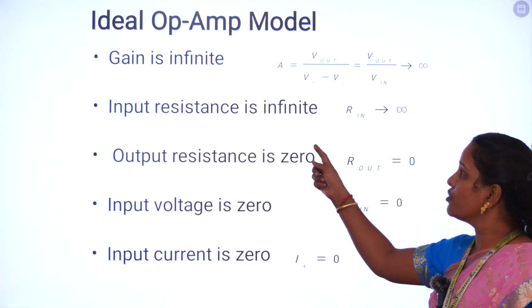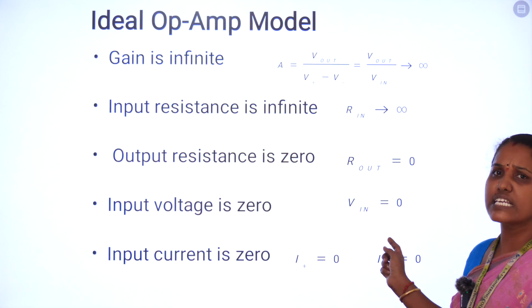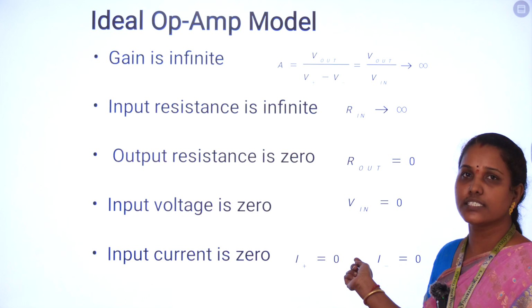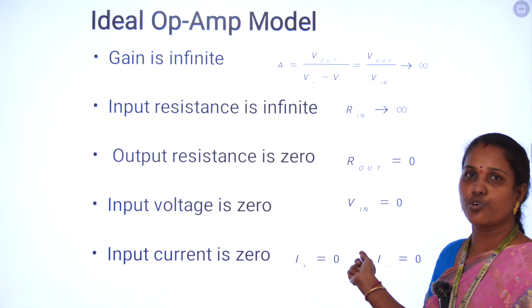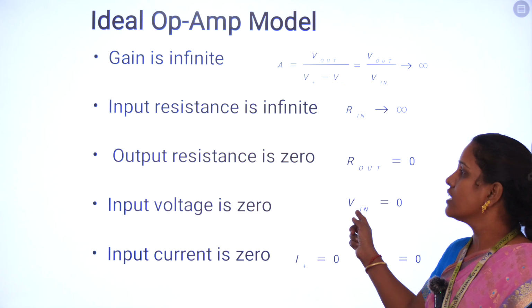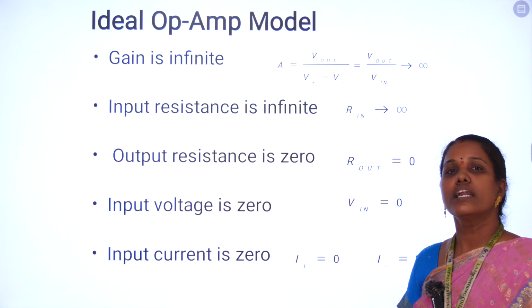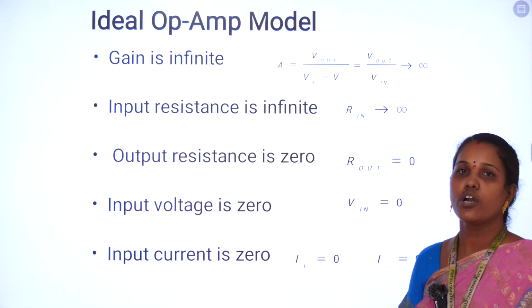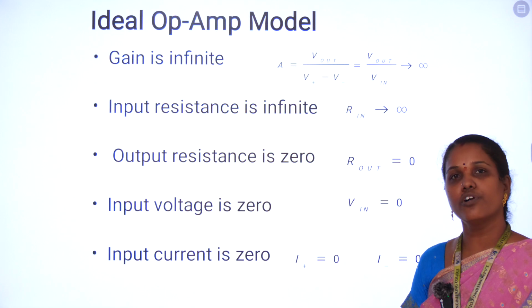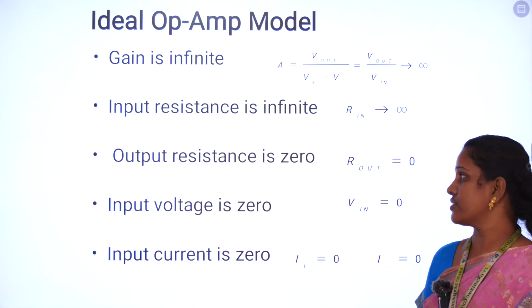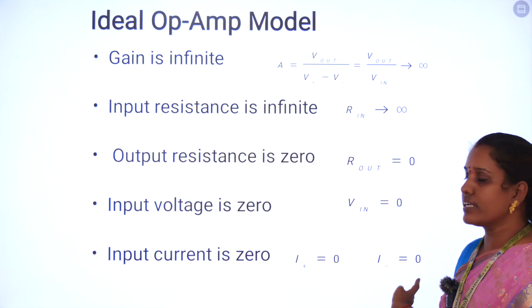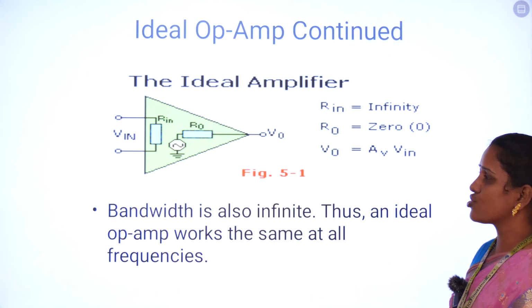The next thing is that the input resistance of the operational amplifier is infinity also. No current flows into the input terminals, so the input side resistance is infinity. The next thing is there is no drawn current from the output terminal. That means the output resistance is 0, because the output is also 0 with input current 0. Now the input voltage is 0 and the input current is 0. These are all the ideal characteristics of an op-amp.